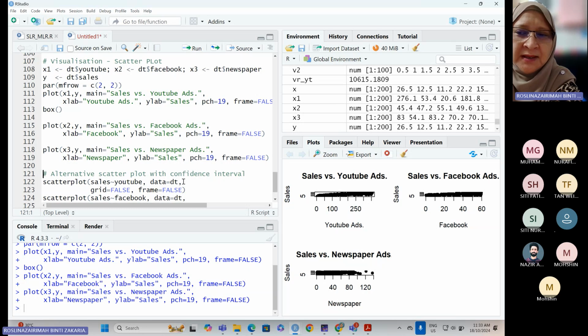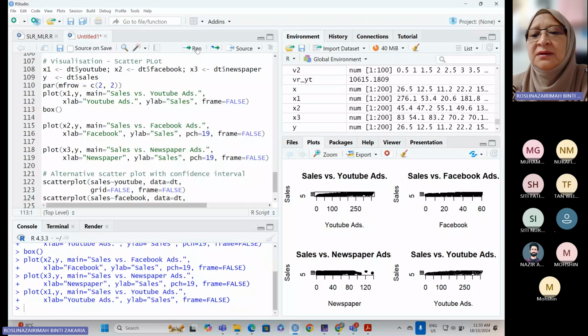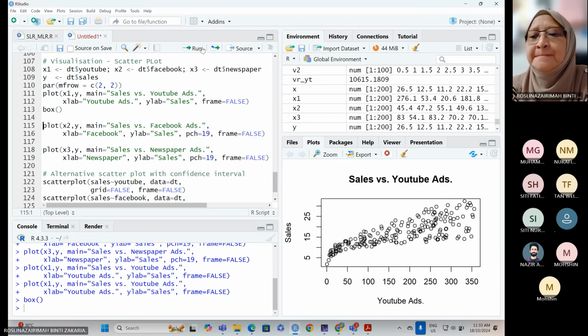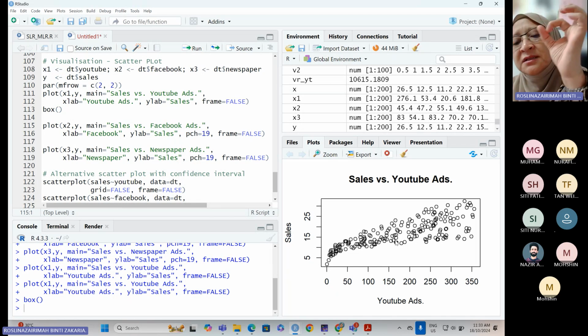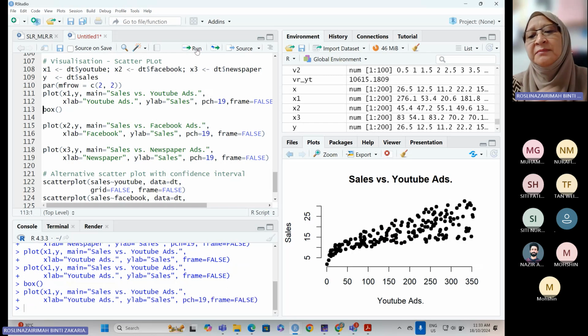Doctor, I want to ask, what is the meaning of PCH? Where? The PCH. This is the type of point. There are many types of points. It is the plotting code. Let me try this, remove it first. Okay, I'll try to plot this. You see the points are open circles. But if I set PCH equal to 19, this is the normal one. If we put anything else, it makes the circle.